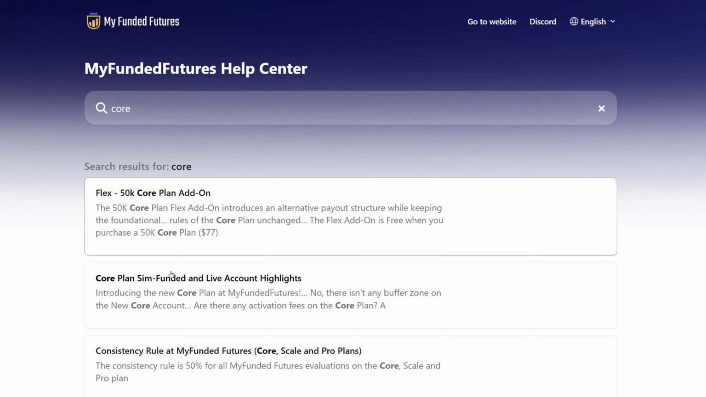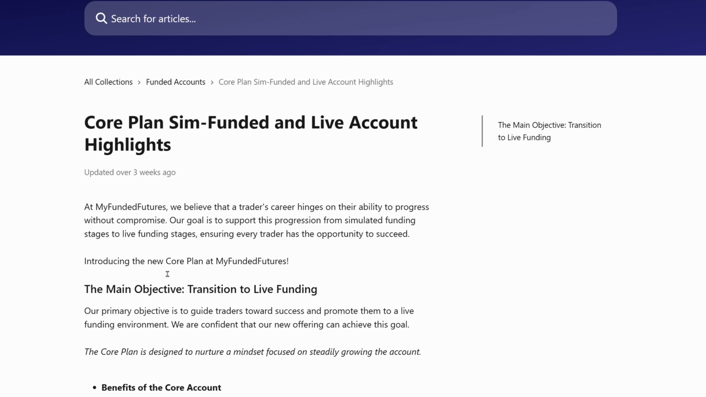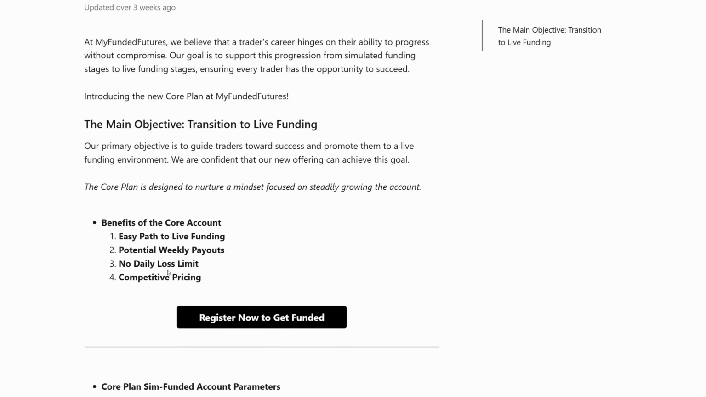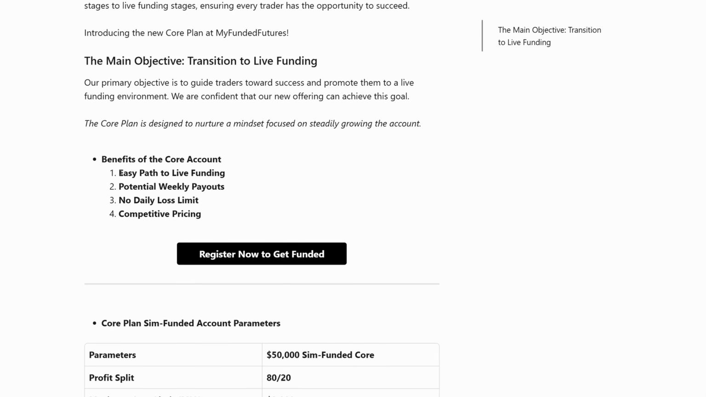Let's talk about this account a little bit more in detail. Again, go right to FAQ, type in Core, and let's look at some of the highlights and some of the rules of this account. Here's some of the benefits that they list: easy path to live funding, potential weekly payouts, no daily loss limit, and competitive pricing. Competitive pricing, hands down, no doubt about it. And I got to be honest with you, My Fund and Futures has an extremely fast payout policy. From the time you request your payout until it's approved and the money is available for you is like in a blink of an eye.